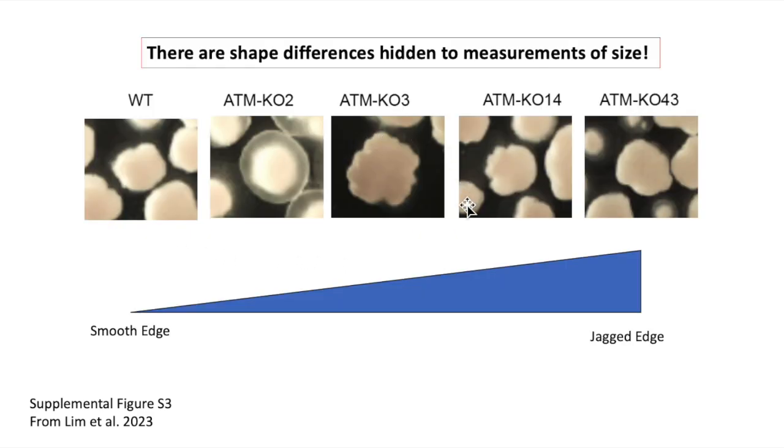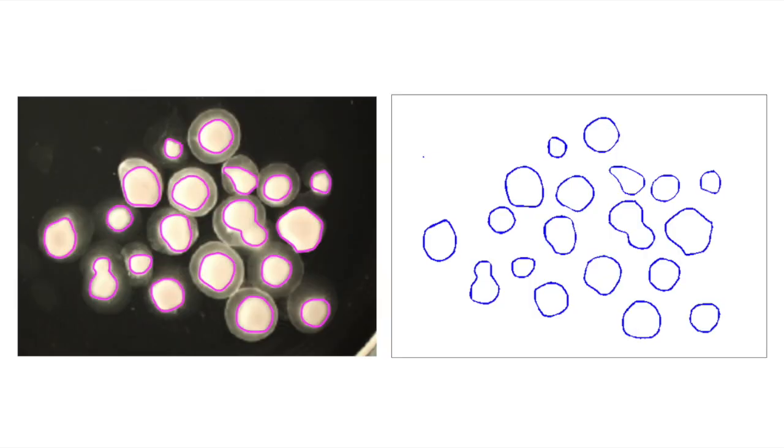If you zoom in on these organoids, you can see that these lines, especially 3, 14, and 43, exhibit jagged edges compared to the smooth edges of the wild type group. Thus, we felt that this would be a good example on which to prove the efficacy of our shape analysis software known as Genie. So what we did was we manually outlined the shape of the organoids.